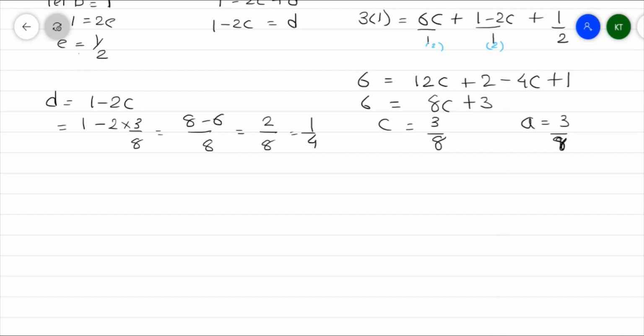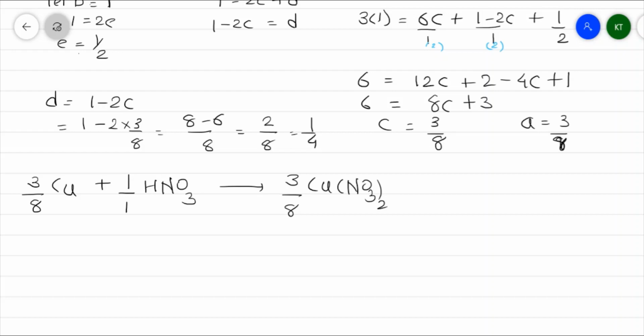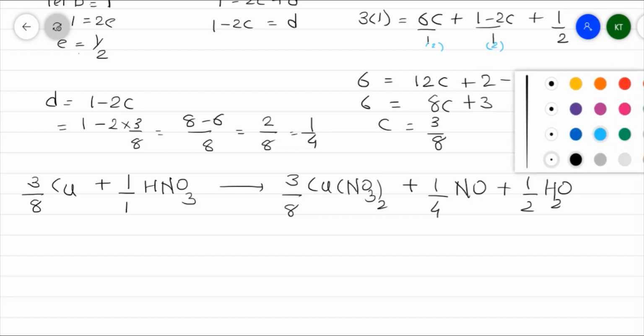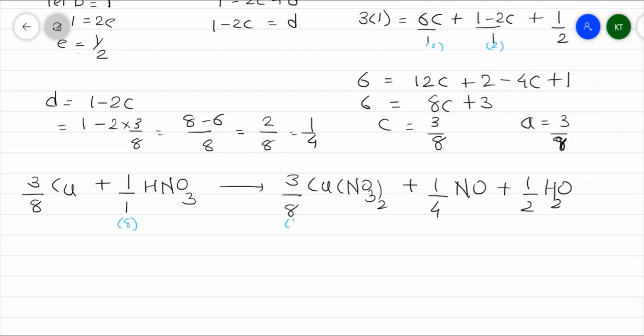Now let us substitute the values. I have A Cu, so A value I got as 3 upon 8 Cu, plus B value I got as 1 HNO3, which will give me C, once again 3 upon 8 Cu(NO3)2, plus D value, that is 1 upon 4 NO, and E value as H2O, so E value I got as half H2O. Now if you look at the common LCM present, that is 8. So here I'll multiply by 8, here by 1, here by 8, here by 2, here by 4, in order to get the common LCM.